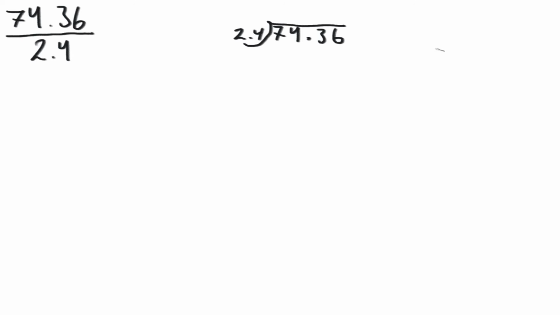So let's just look at what the multiplication of 2.4 is. So let's say 2 times 2.4 to start with. That's 2 times 4, it's 8, and then 2 times 2 is 4. So 4.8, that's less than 7.4. So we bump it up one more.